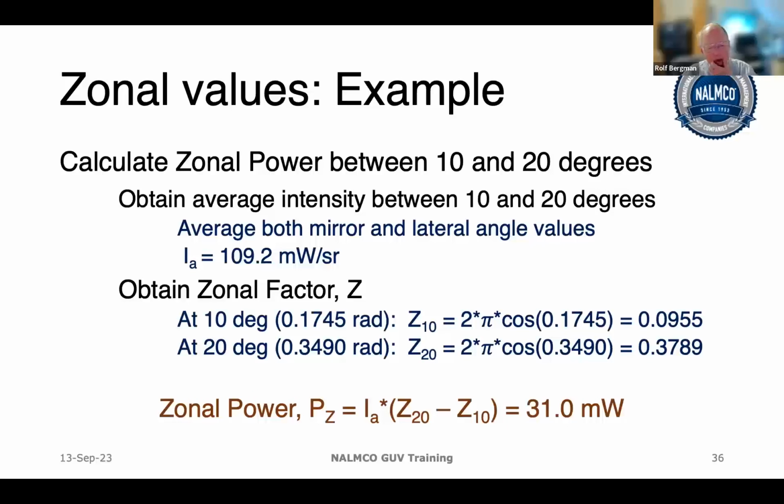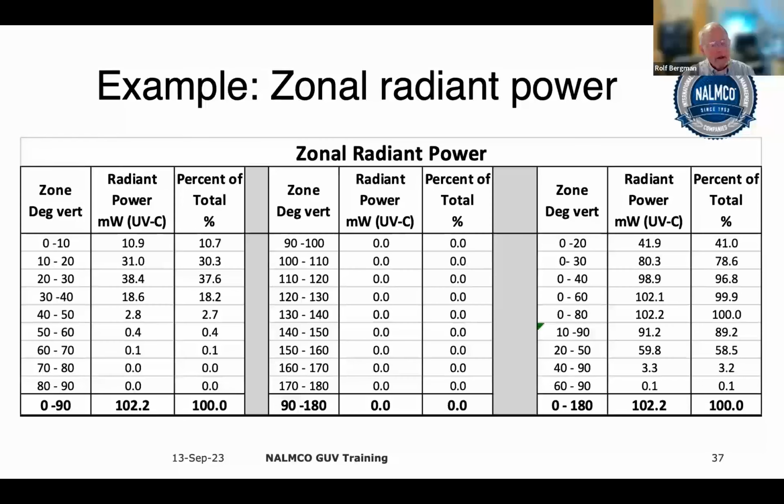So if we want the difference, the zonal power, we multiply the average intensity times the zonal factors. We subtract Z10 from Z20, and we get 31 milliwatts. So 0.37 times 109 minus the 0.09 gives you the 31 milliwatts. And looking back, we see here that at the 10 to 20 zone, we had 31 milliwatts. So this is how the calculation is done, as a repeat.